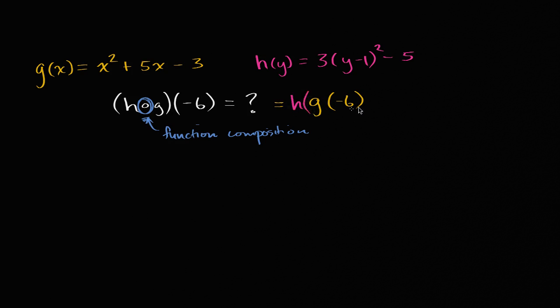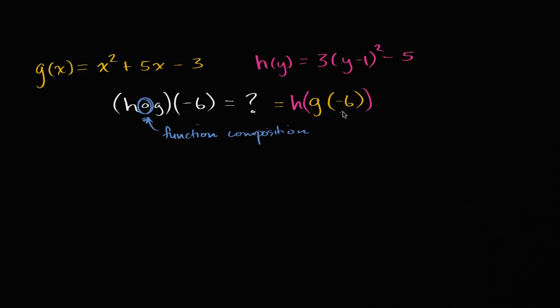So h of g of negative 6. Notice I spoke this out the same way that I said this. I find this second notation far more intuitive, but it's good to become familiar with this function composition notation, this little circle, because you might see that sometime, and you shouldn't stress. It's just the same thing as what we have right over here.